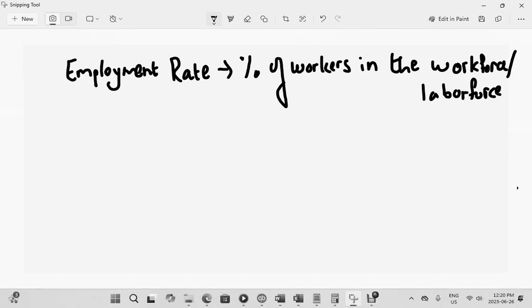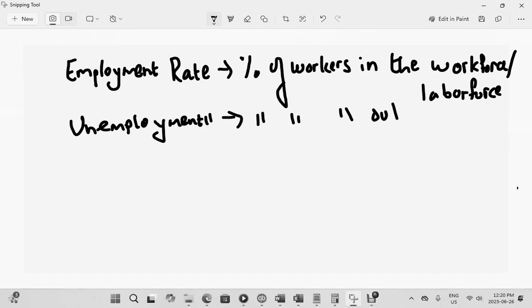And your unemployment rate, on the other side, is the percentage of workers who are out of the workforce, or out of the labor force.